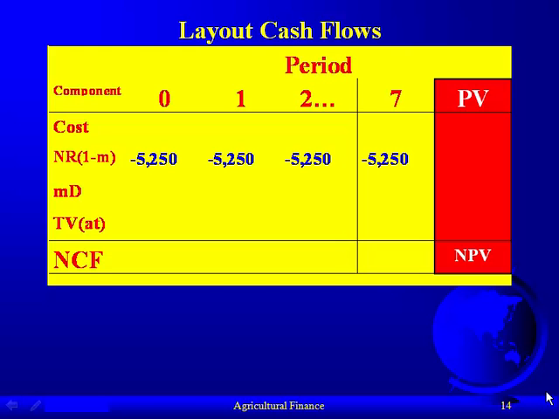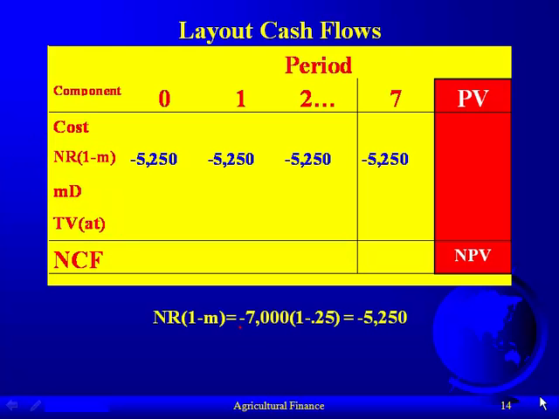Now for this worksheet for the net present value, the cost is 0 because we're not buying it, we're leasing it. Since we don't buy it, there's no depreciation, and because we don't buy it, there's no terminal value either. So we're concentrating on, in this particular case, the after-tax net returns.